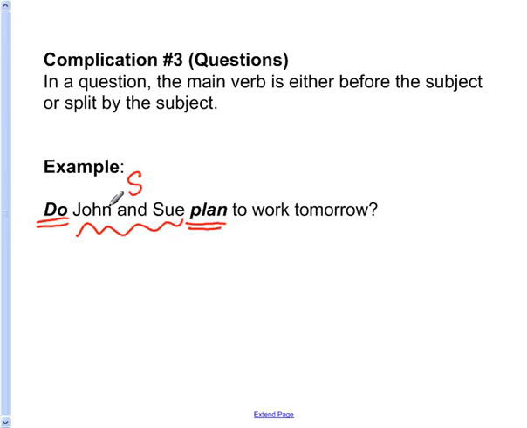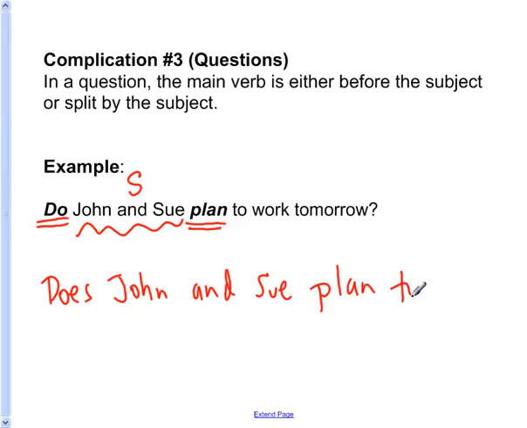And in this case, it's a plural subject because we have more than one person. It would be incorrect here to say, does John and Sue plan to work? Because does plan would be the verb form that agrees with the singular subject. Notice the hint we discussed earlier. The verb form that agrees with the singular subject usually has an S in it.